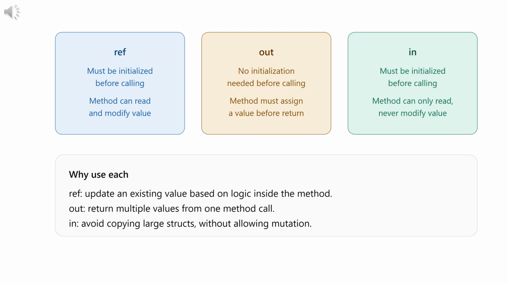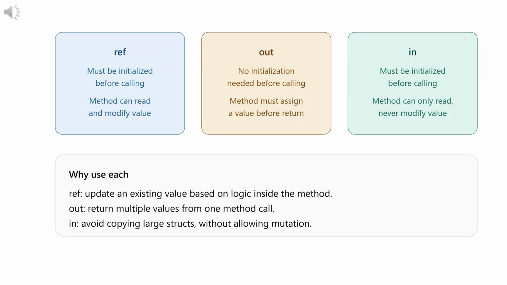This diagram compares the three C# parameter modifiers used for passing arguments by reference: ref, out, and in. Ref, blue box. The variable you pass in must already be initialized before the method call. You can't pass an uninitialized variable. Inside the method, the code can both read the current value and modify it, and any change made is reflected back in the caller's original variable once the method returns. This is used when a method needs to update an already existing value based on some internal logic.